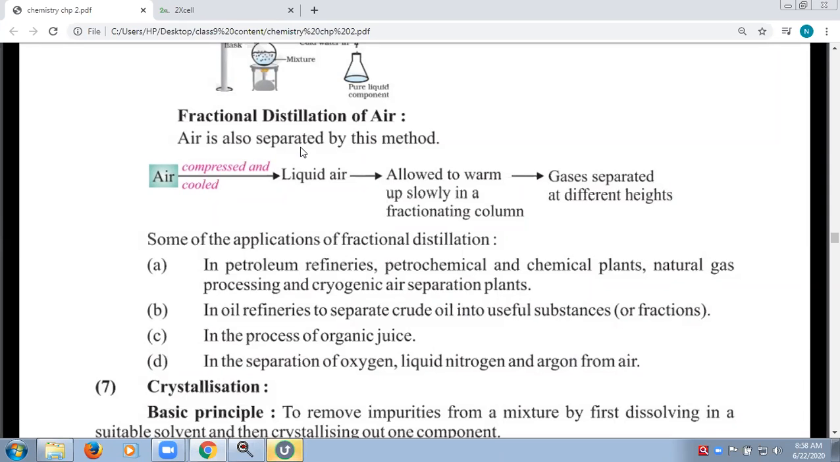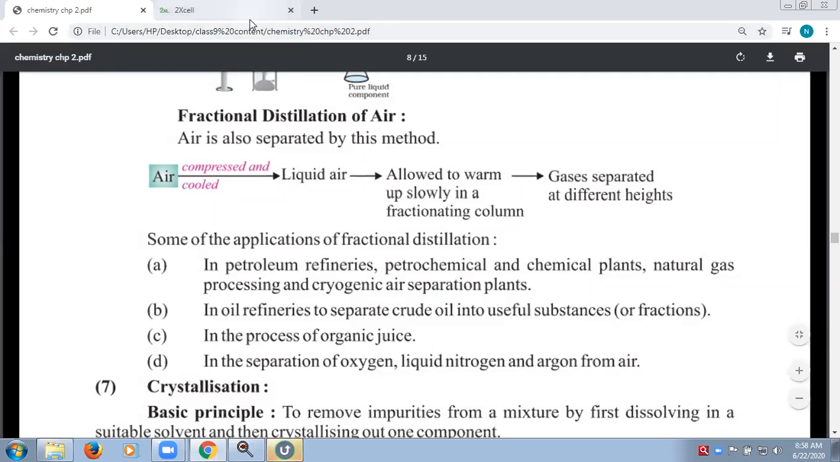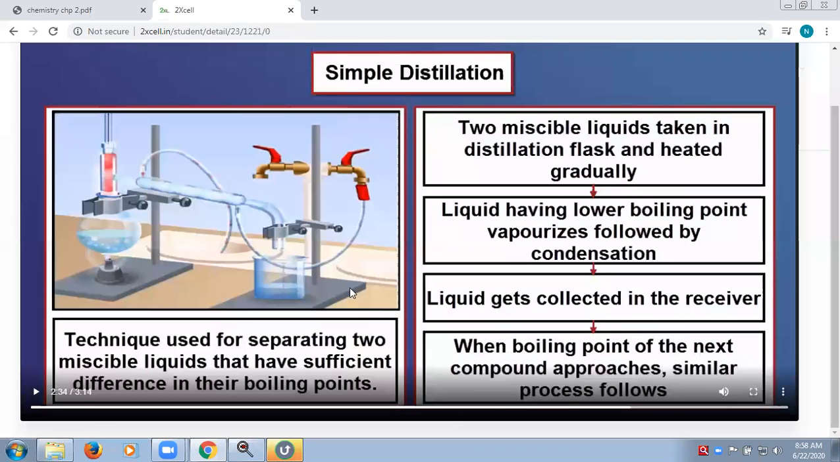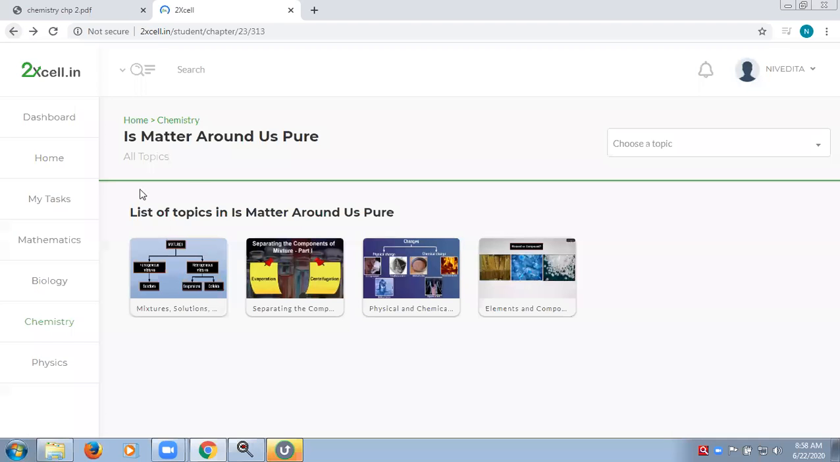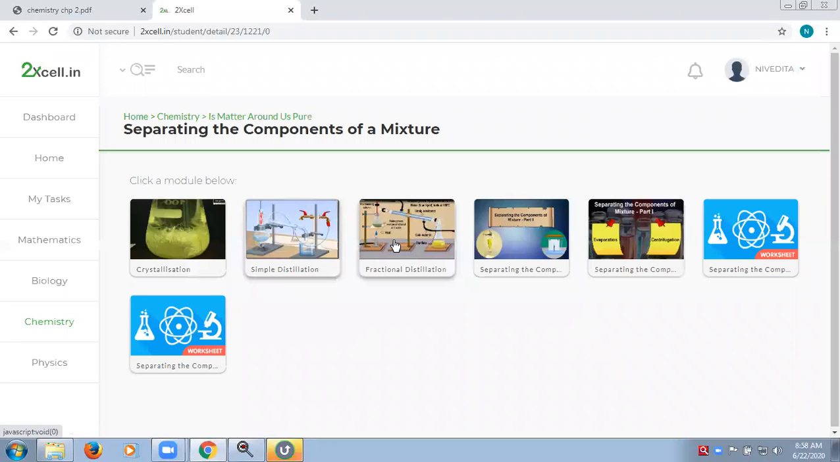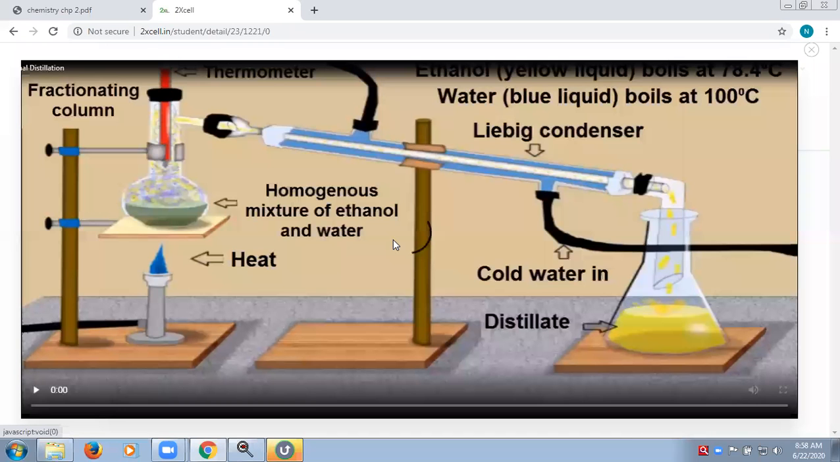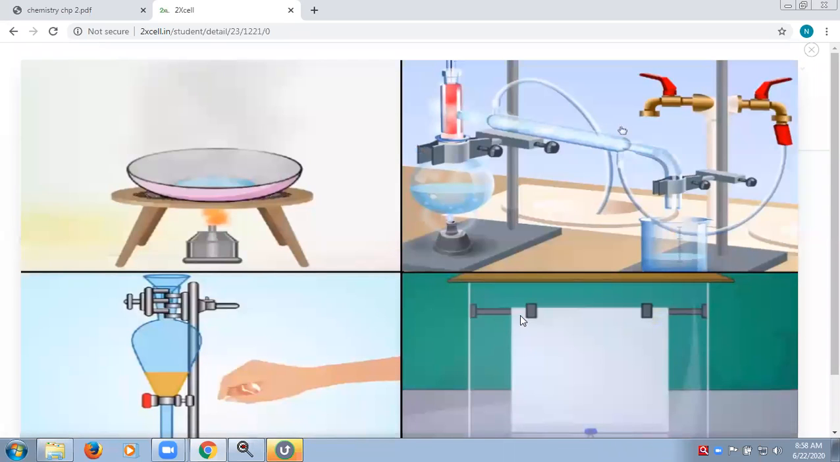Now the same process we'll try to observe with the help of a video. Try to watch it very carefully. The process of fractional distillation. Clear? The next process that we are going to discuss over here is fractional distillation. Watch the video again very carefully, all of you.